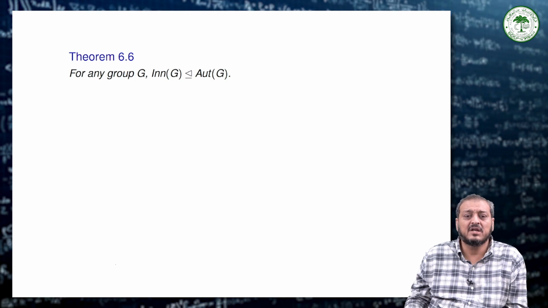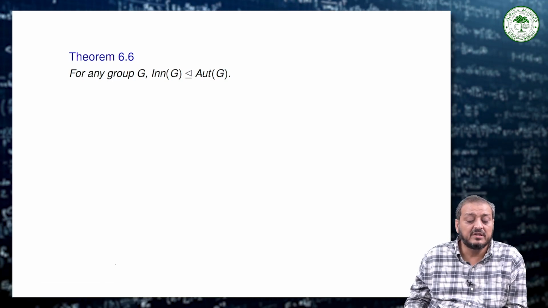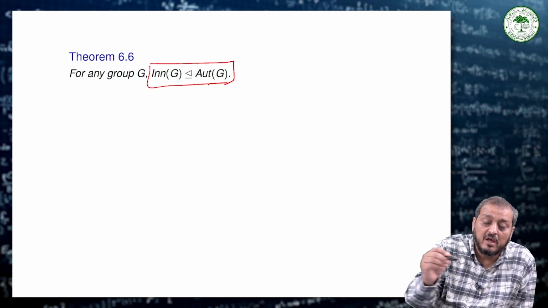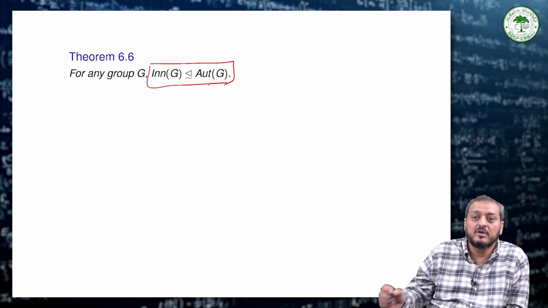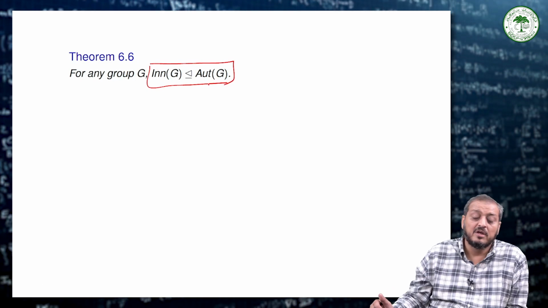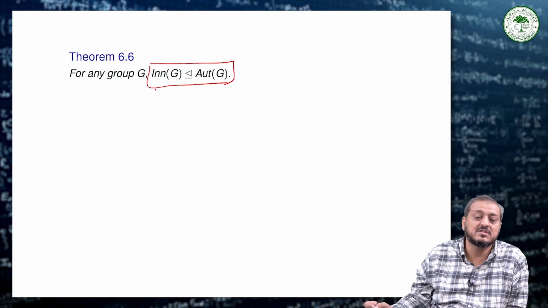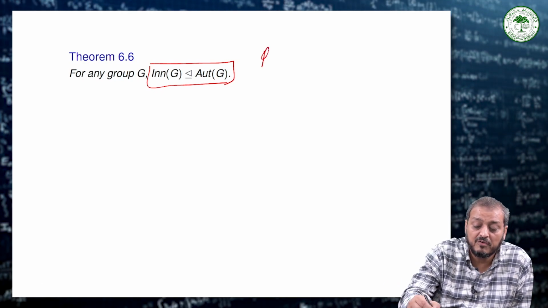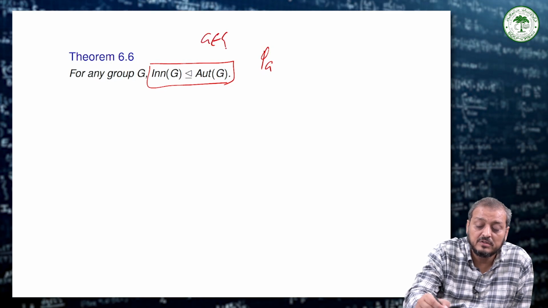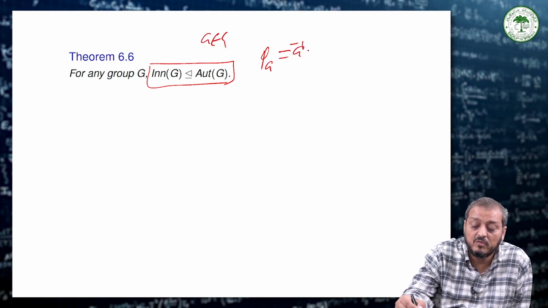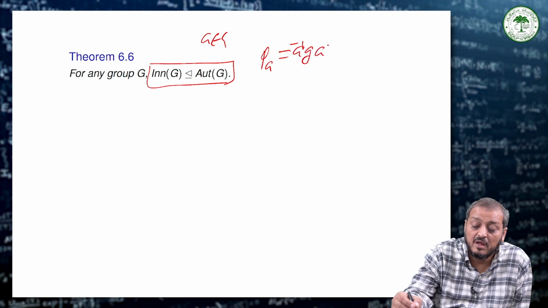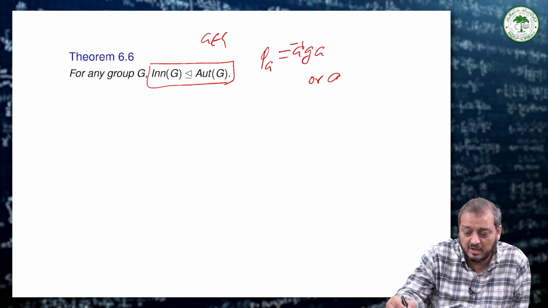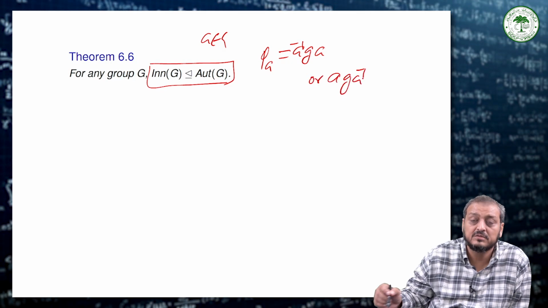This lecture starts with the theorem saying that for any group G, the inner automorphism group is always a normal subgroup of the automorphism group of G. So an inner automorphism is always an automorphism of G. You know that for an inner automorphism, we have phi of A applied to an element x of G, which can be written as A inverse x A, or you can just write it as A x A inverse.